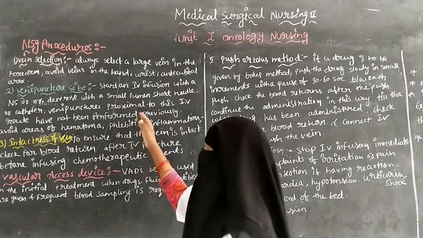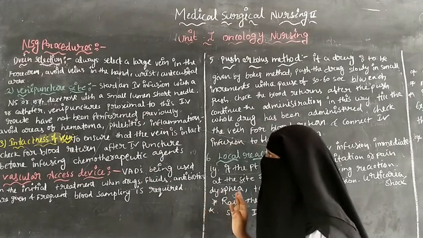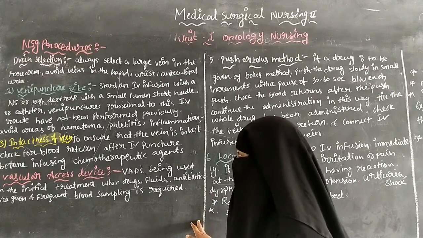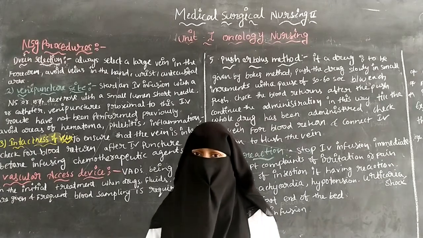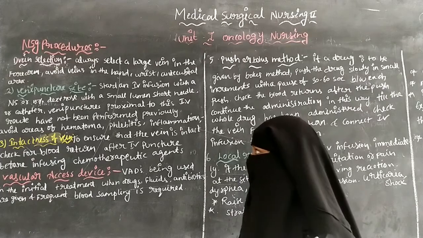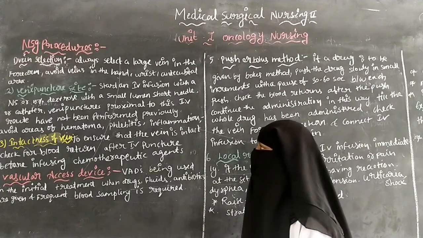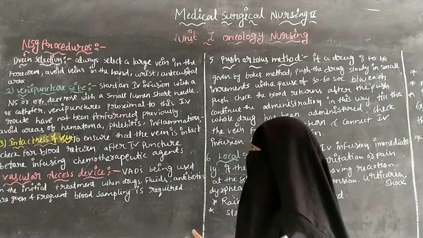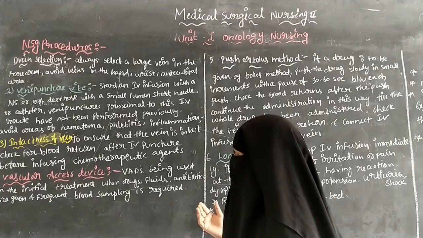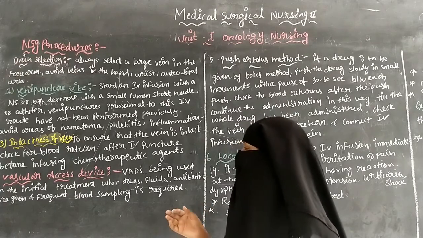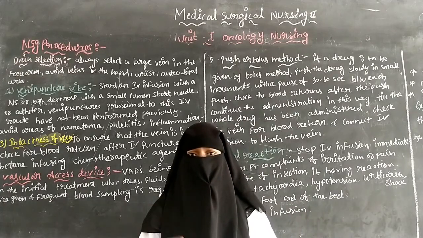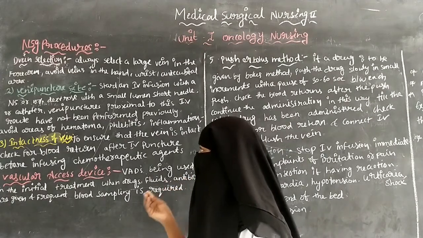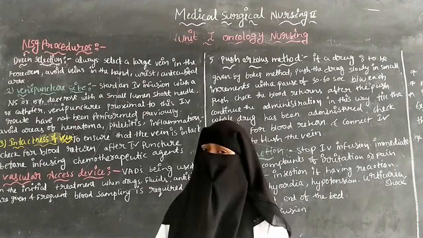So for the venipuncture site, start an IV infusion with normal saline or 5% dextrose, with a small lumen short needle or catheter. With the needle or the catheter we do the venipuncture, and after the venipuncture we can administer the normal saline or 5% dextrose. And the venipuncture should be proximal to this IV route, in a vein that has not been punctured previously.